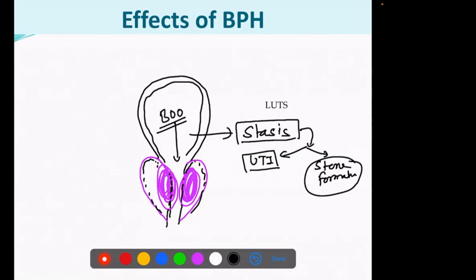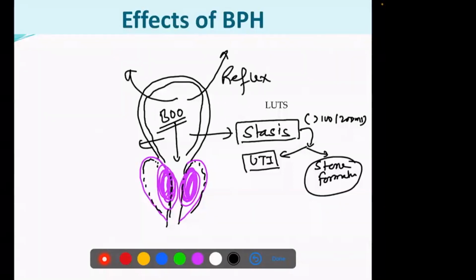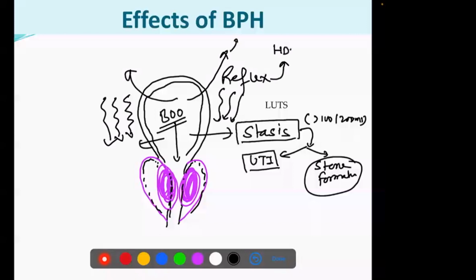And when the stasis is there for a longer time, and the urine volume that remains inside the bladder is more than 100 or 200 ml, then it starts causing reflux, because the bladder tries to push these remaining urine badly, and it increases the pressure a lot inside the bladder, causes reflux of urine. And what does reflux do? Reflux causes hydroureteronephrosis and can lead to chronic kidney disease, kidney damage.